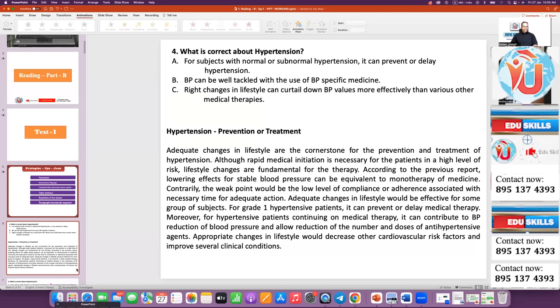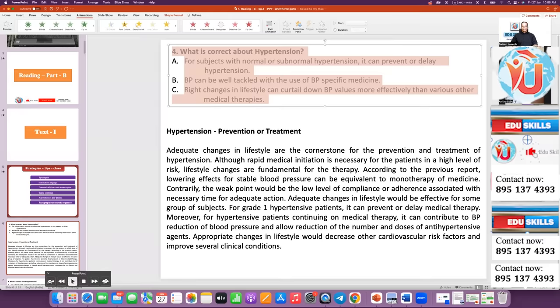Now, this is the text, and I'll try if the system reads it. Let's check. Just listen. This is also a listening practice for you.